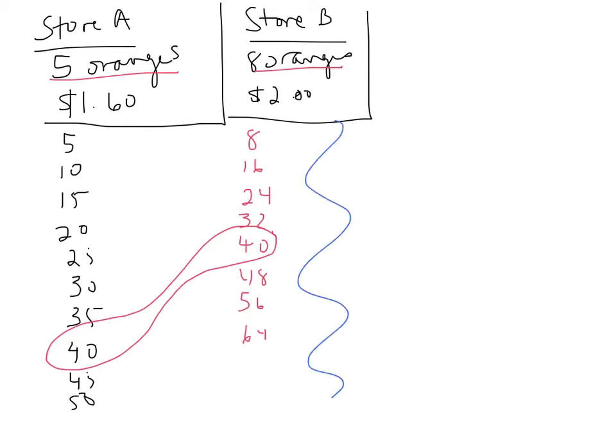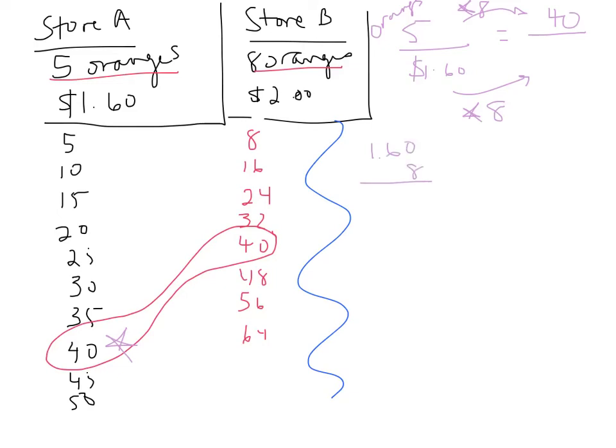Okay, so for store A, I'm going to say I could buy 5 oranges. Sorry, I'm just going to put the oranges in the front. 5 oranges for $1.60. And that's the same thing as, now I know I want to buy 40 over here to figure out how much it costs. And I know I multiplied that by 8. 5 times 8 is 40. So I'm going to do the same thing over here.